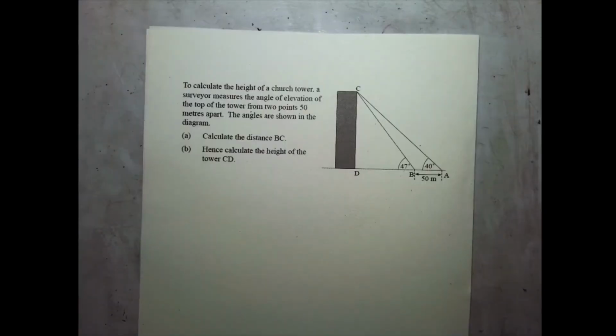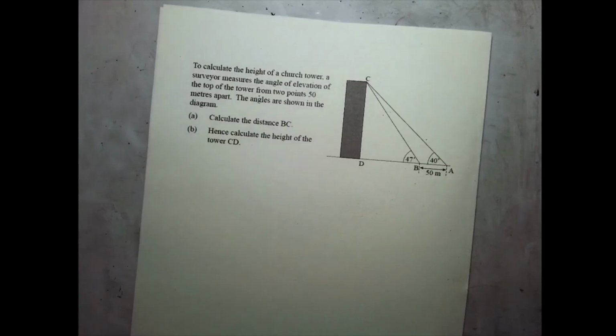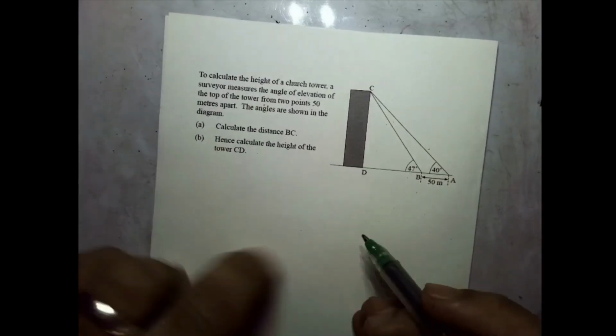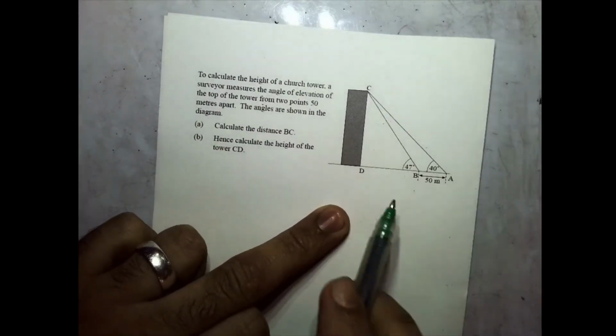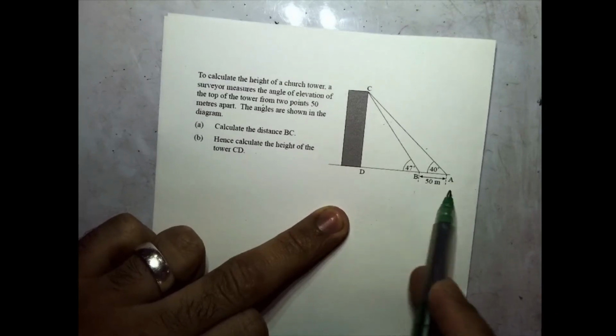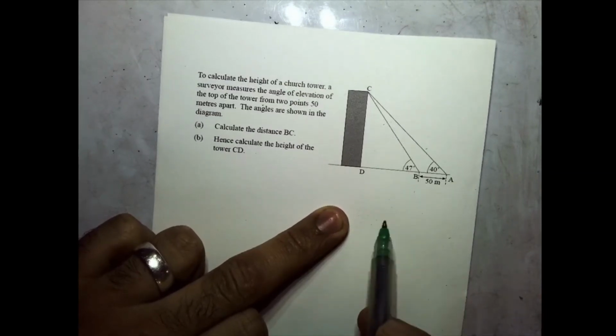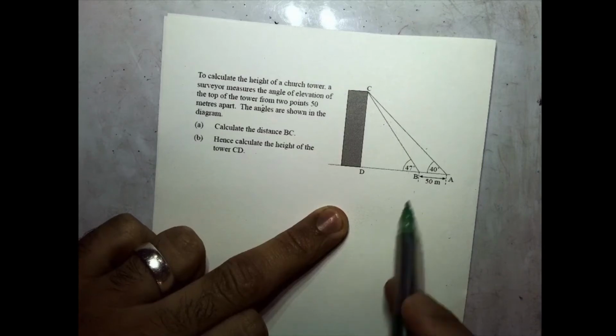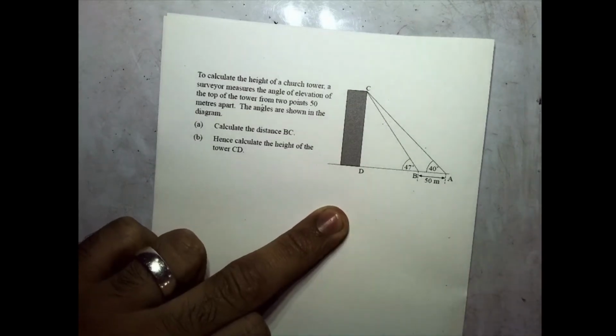The question says, to calculate the height of a church tower, a surveyor measures the angle of elevation from 2 points, 50 meters apart. So B and A are my 2 points. Calculate the distance B to C.